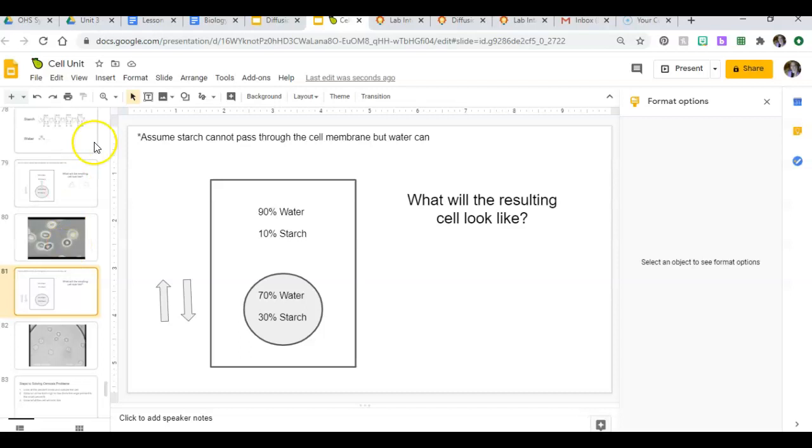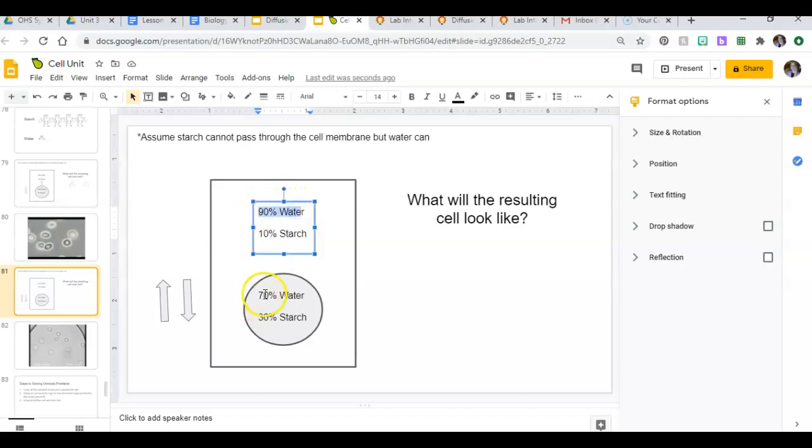All right, one more example. Again, if you want to draw this example in your notebook so you have one, I would recommend that, because I'm sure there's going to be questions like this on a quiz or test, okay? So here, again, we've got to look at what the water is doing. It says assume starch can't pass through the cell membrane, but water can. So starch can't move, okay? If it tries to go through, it's not going to fit. But the water can. So we've got to look at which way the water is going to move.